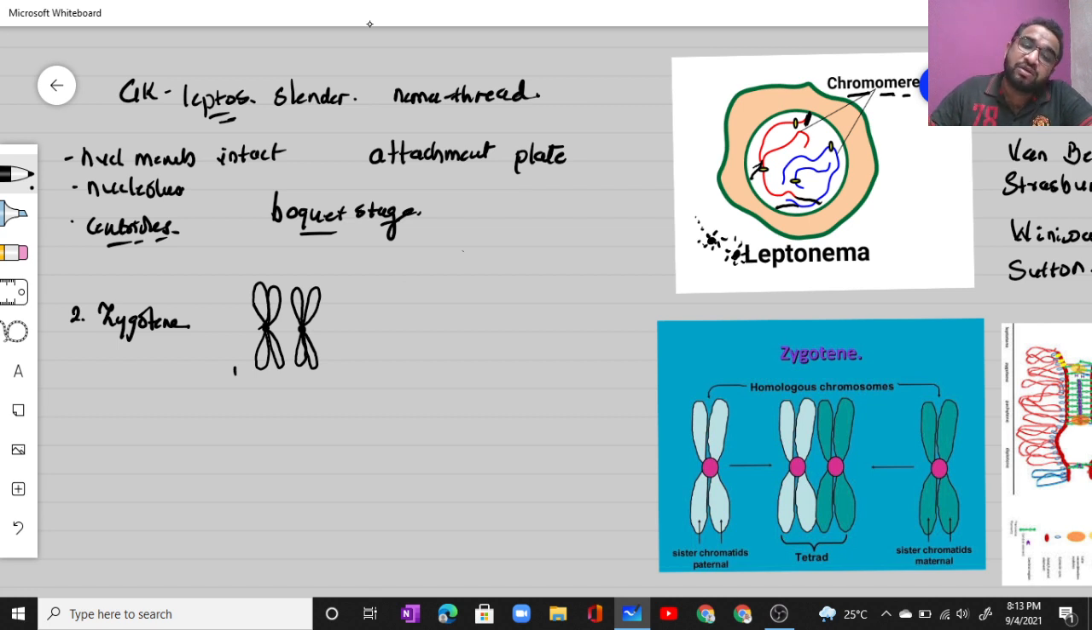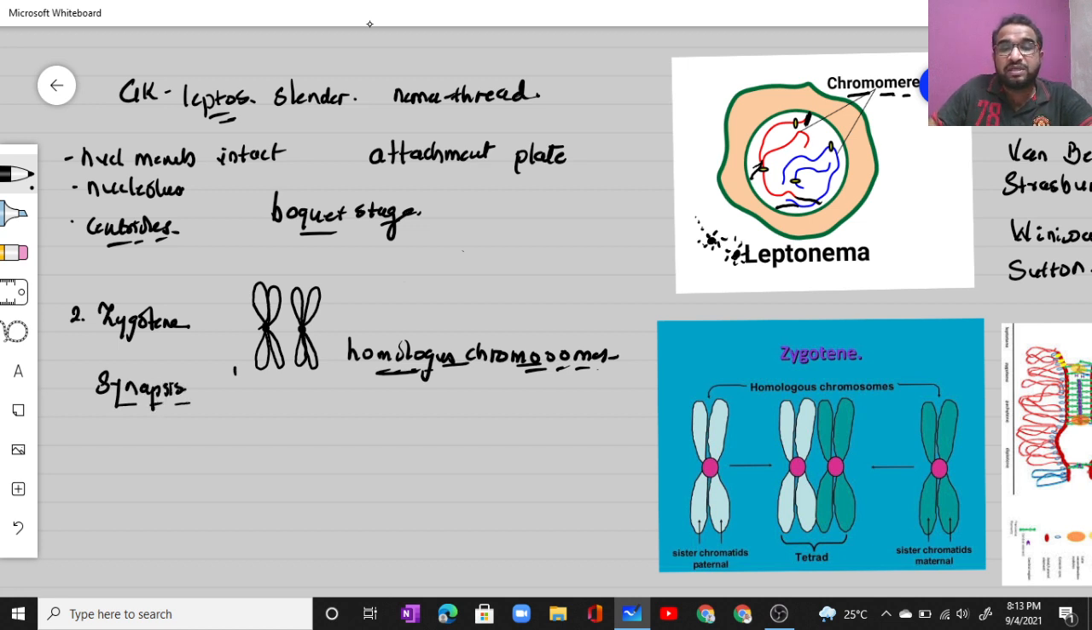So these chromosomes are called homologous chromosomes. Why are they called homologous chromosomes? Because they occupy the same position, and they have the same type of genes, the same type of alleles present on them. So that's why they are called homologous chromosomes. Now in the zygotene stage, when they are aligning in front of their partners, this process is called synapsis.